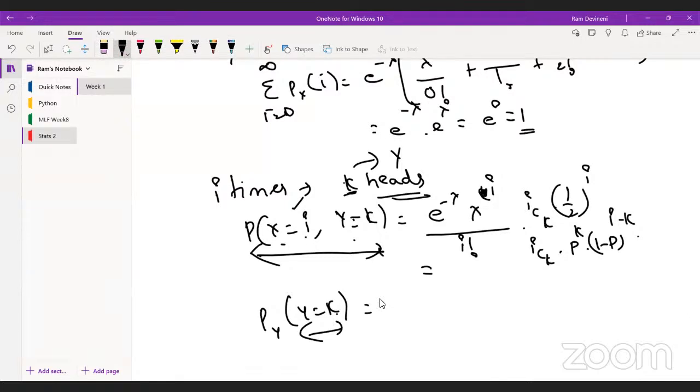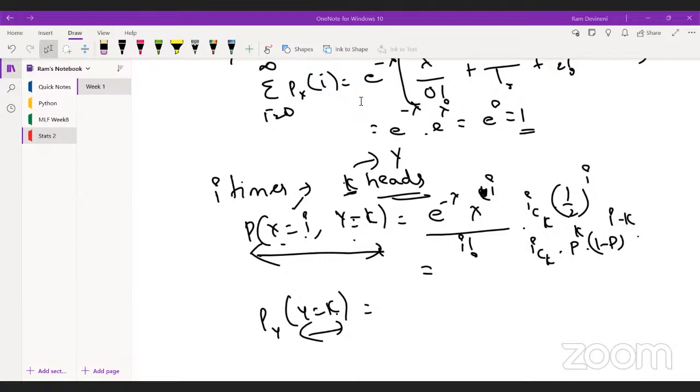So why is minimum K? Sorry, X is minimum K. So this X value takes K plus 1, K plus 2, and so on to infinity, right? Yeah, because we should have at least K tosses to get at least K heads. Based on this, Andrew sir has derived the formula for that, so we could go through that.